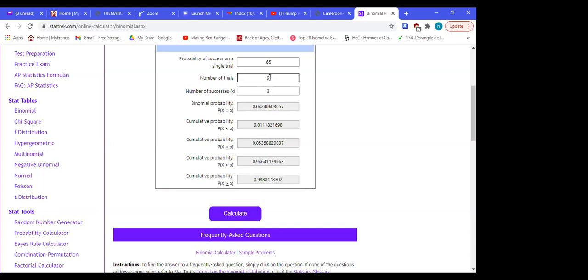I know 10 will work, but I will try 11. When I try 11, I get 0.01, which is less than 0.05. If it was at 11, I will reduce it to 10 because I'm looking for the minimum. When I reduce it to 10, I get 0.029. Remember, 9 failed, 10 was successful. So the answer is 10. Using this calculator is much easier than the table or your TI-83.